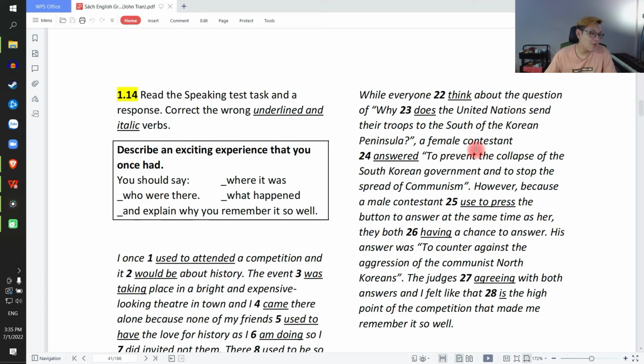Okay, 22. While everyone 22, it's worth thinking about the question of why did the United Nations send their troops to the south of the Korean peninsula? Because when a question was asked, a lot of people have to think, right? And they continuously think about a question, you know. So you can say that worth thinking, or you can say that 22 provide a background situation, a context for number 24 answer to happen.